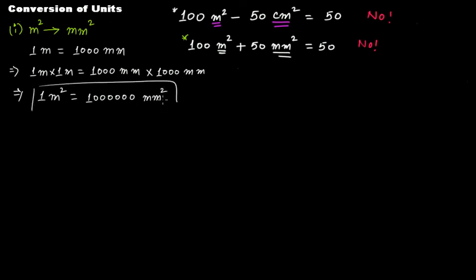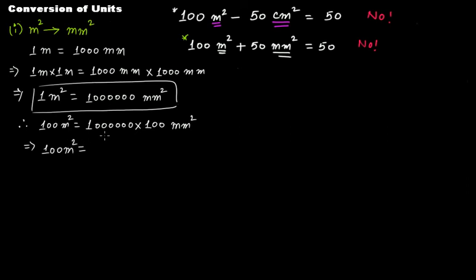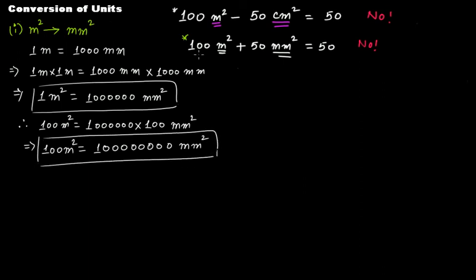So 1 meter square is equal to 10 lakh millimeter square. If 1 meter square is equal to 10 lakh millimeter square, then using unitary method, 100 meter square will be equal to 1 followed by 6 zeros times 100 millimeter square. This gives you that 100 meter square is equal to 1 followed by 8 zeros millimeter square. This is 100 meter square converted into millimeter square.